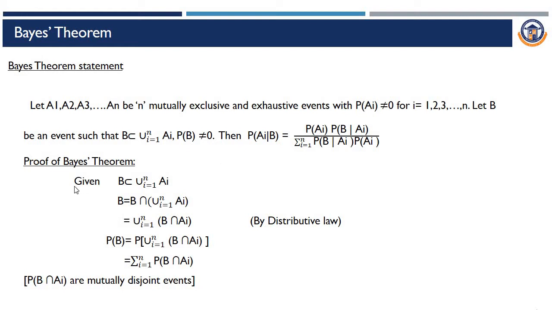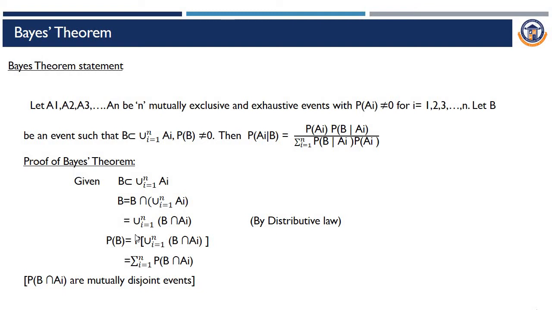Proof of Bayes' theorem: given B is contained in the union of Ai, i equal to 1 to n. This can be written as B is equal to B intersection the union of Ai, i equal to 1 to n. So this intersection of B and the union of Ai, that is equal to B. By the distributive law, we can write the union i equal to 1 to n of B intersection Ai. That is a distributive law: A into B plus C is equal to AB plus AC.